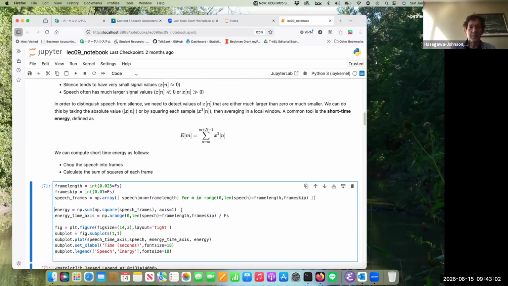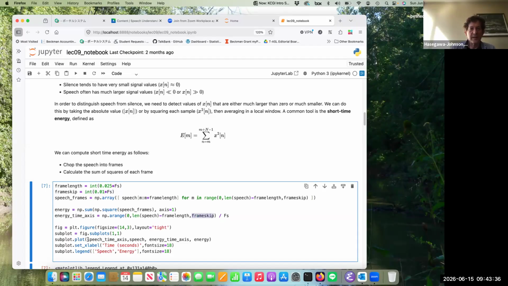Then we'll compute the energy by squaring the samples and then taking the sum. We can take either the sum or the average over that frame, and that'll give us the energy. The energy is computed once per frame, remember, so we have to take frame skip samples in between the start of each successive frame. So if we started out with 8,000 samples per second, now we're only going to have 100 frames per second.